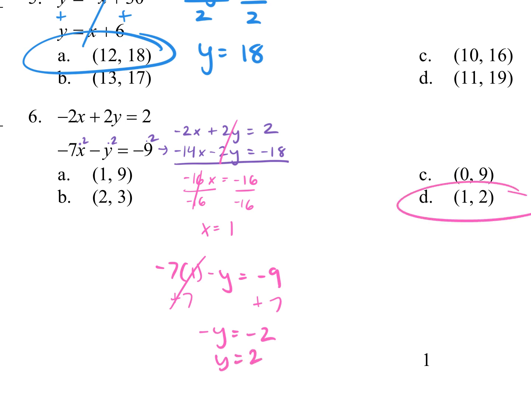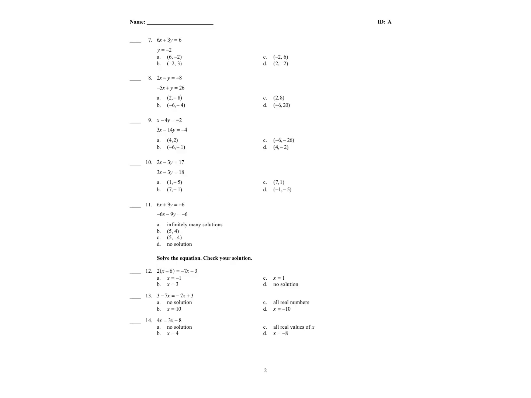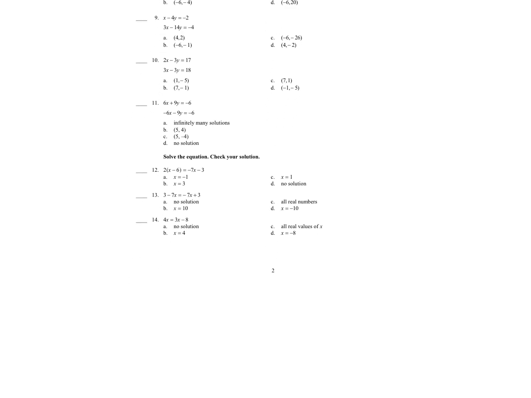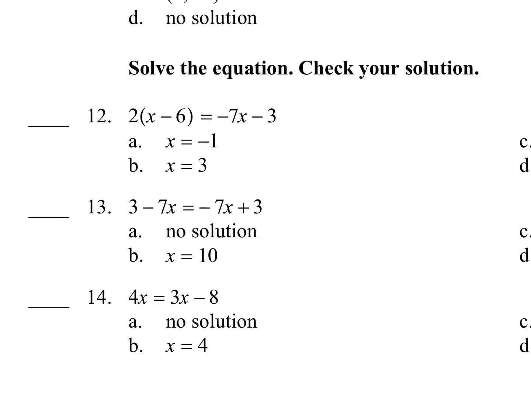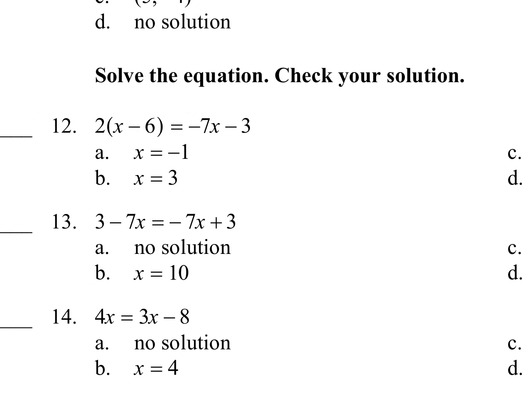So sometimes it doesn't work out where you only have to find 1, because here x was 1 in A and D, so we had to find y also. So you just plug it back in to find y. All right, let's look at 12. It says solve the equation, check your solution. So here, we just want to solve for x. We want to get x all by itself.